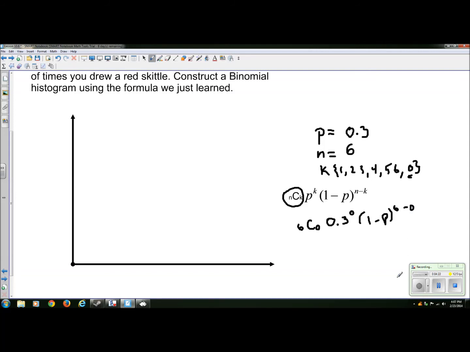Alright. Well, let's see, 6 choose 0. How many ways can I choose nothing? I think we've sort of defined this as being 1. What's 0.3 to the 0th? Well, anything to the 0th power is 1. I put p here. I really should put 0.3. What's 1 minus 0.3? That's 0.7.